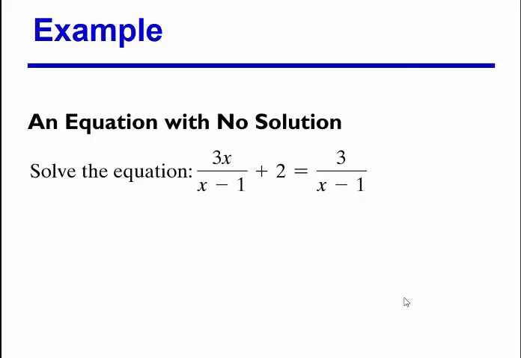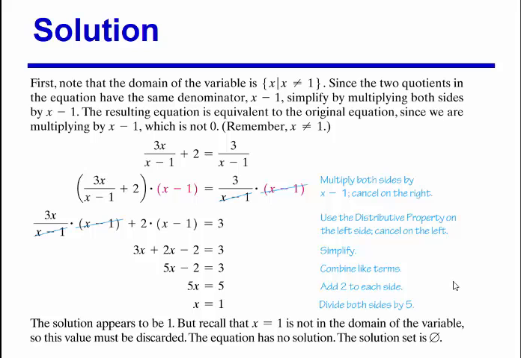So here's an equation with no solution. So we did one similar like this in class. So the first thing that we're going to do is note that the domain is restricted. x cannot be equal to 1. And so we're going to multiply both sides by x minus 1. Again, here we're going to distribute the x minus 1. So the fraction gets the x minus 1, and so does the 2. On the right side, the denominator and the factor that we just multiplied by actually cancel each other out. So we're left with 3.